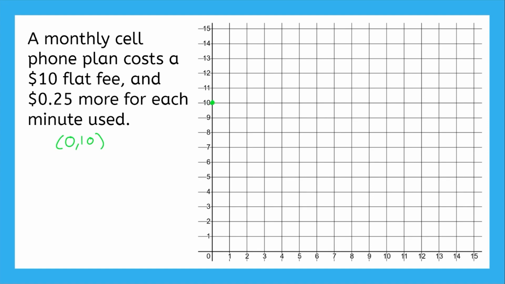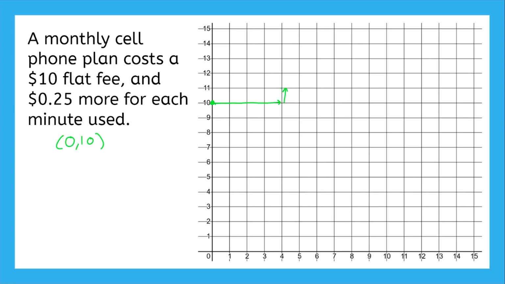Well, what about the 25 cents? You have to pay 25 cents per minute. So let's use that to find a second point. 25 cents for each minute means that if we used 4 minutes, it would add $1. So if we use 4 minutes, it would cost $11. Hey, wait, that 25 cents per minute gave us a rise and a run. It was the slope. I guess we could have figured that out since it was a rate.